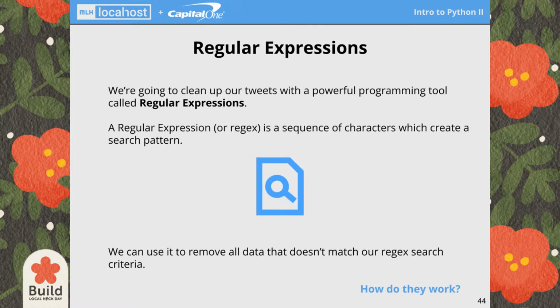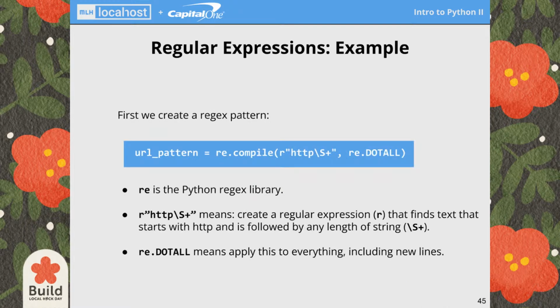So regular expressions. We're going to clean up our tweets with a powerful programming tool called regular expressions. A regular expression, or regex for short, is a sequence of characters that create a search pattern. We can use it to remove all data that doesn't match our regex search criteria. I'm going to get into more of what that means now. So look at this example.